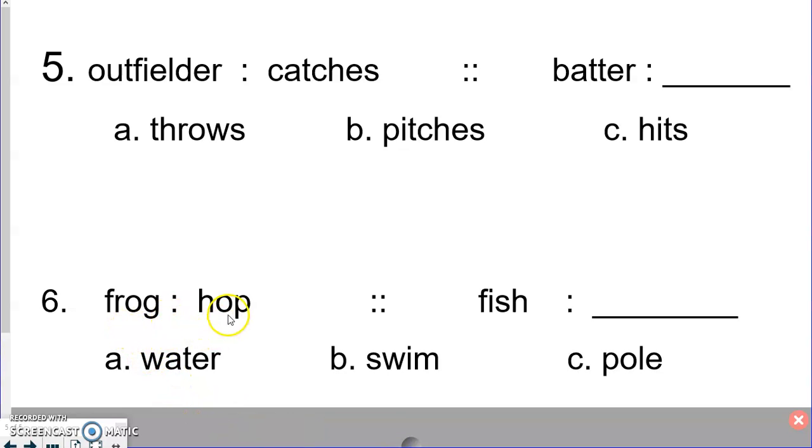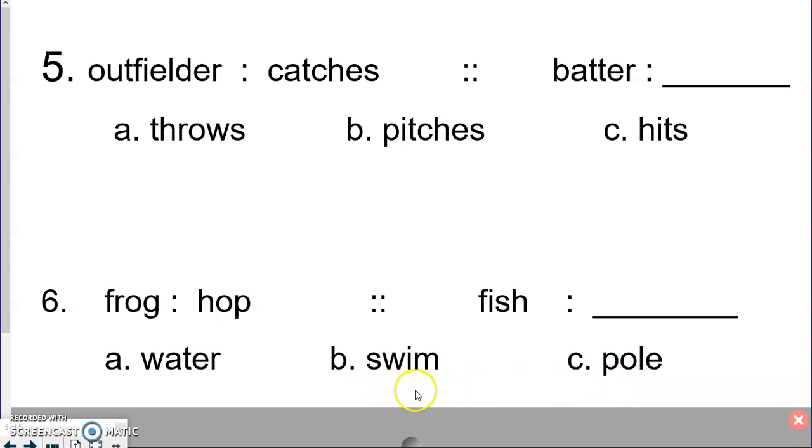Frog is to hop as fish is to blank. So think about how frog and hop relate. We're looking at its action, its function, its job. And think about how you can verbalize this. Turn frog is to hop into a sentence. So you might say, a frog hops. All right, and if we use that same sentence structure, then we would say a fish blank. So what does a fish do? What's a fish's job? So show me a 1 for A, a 2 for B, and a 3 for C.